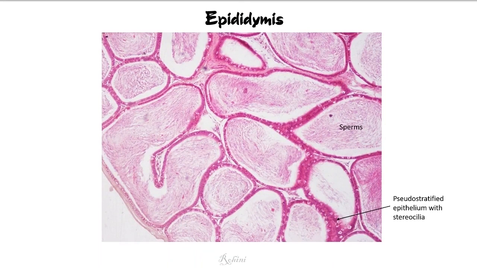Here we see the lumen of the tubules and epididymis filled with sperms, and the lining epithelium of these tubules is the pseudostratified epithelium with stereocilia.